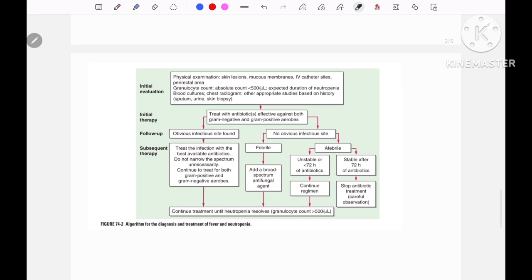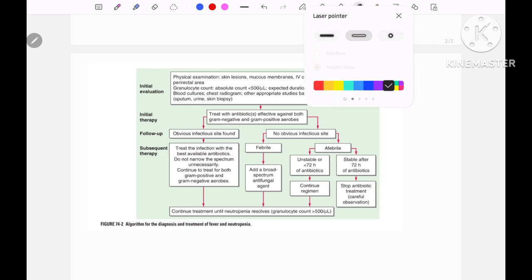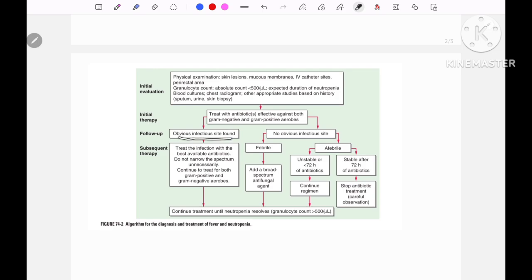And this is the chart which I have taken from Harrison. From this chart, the initial therapy we start with is an antibiotic effective against both gram-positive and gram-negative organisms. If obvious sites are found, we treat the infection with the best available antibiotics, and we do not narrow the spectrum unnecessarily. We continue to treat for both gram-positive and gram-negative aerobes until neutropenia resolves, or granulocyte count is more than 500 per microliter. This is the summary of my initial explanation.